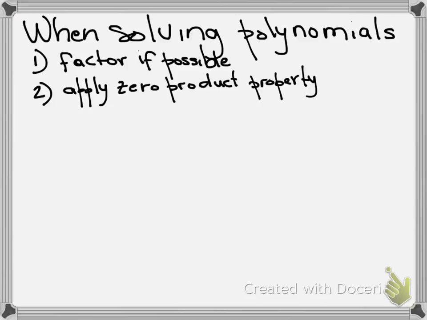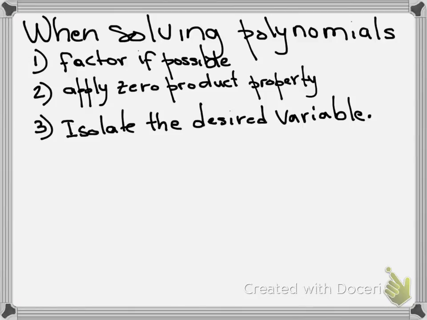As a result, here you would do the same in a polynomial of degree 3 or higher. Now, after you apply the zero product property, you would isolate the desired variable, which means if you have x plus 4 equals 0, you get x by itself, and you would get x equals negative 4. So, let us see what we're talking about.